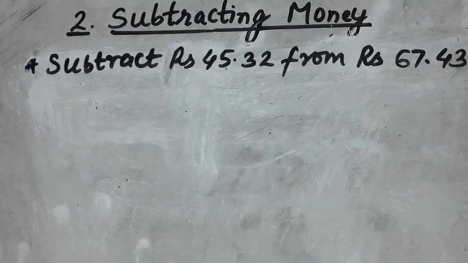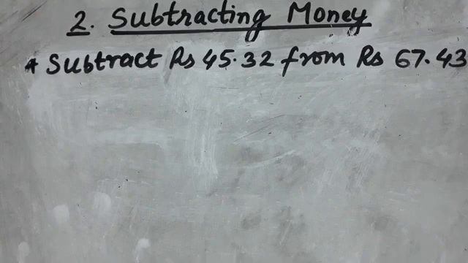So here your question is subtract rupees 45.32 from rupees 67.43, which means we need to subtract rupees 45 and 32 paisa from rupees 67 and 43 paisa. So students, here you need to be very careful. Subtract rupees 45.32 from rupees 67.43.